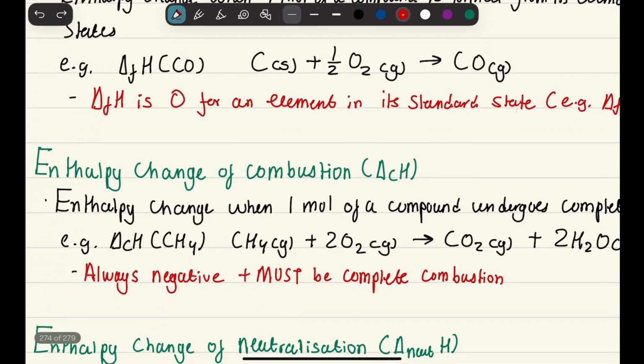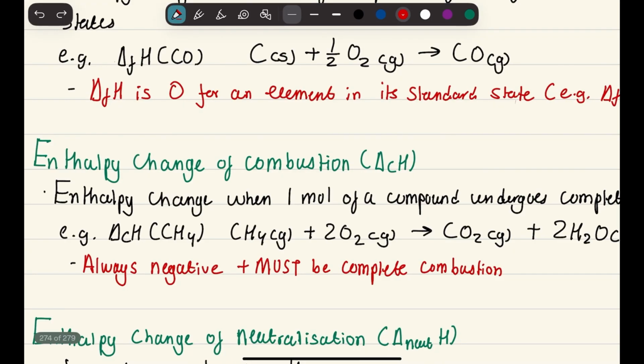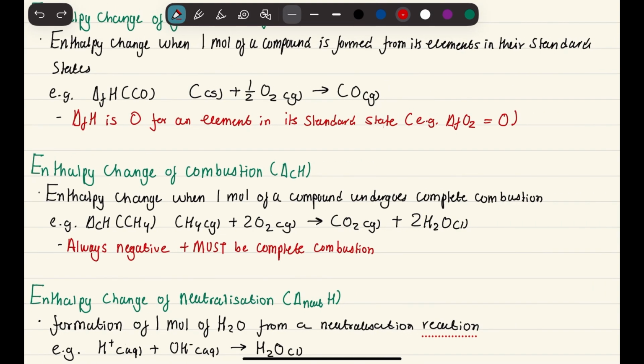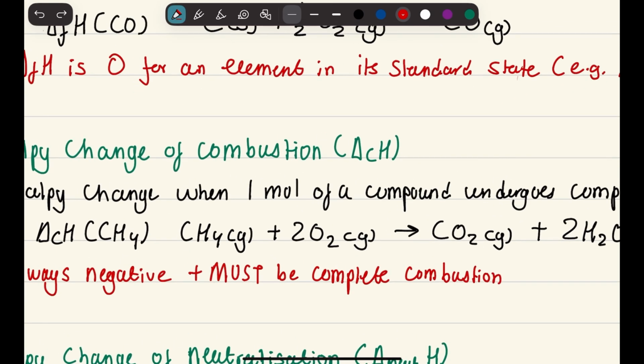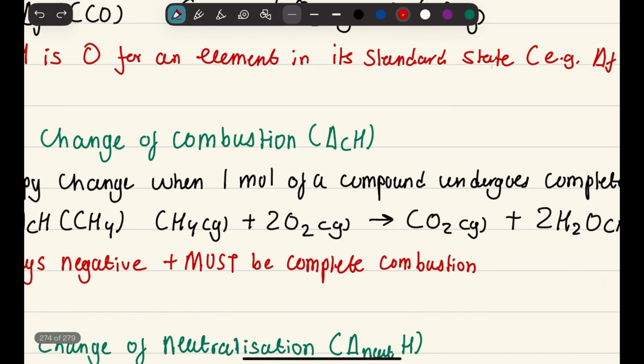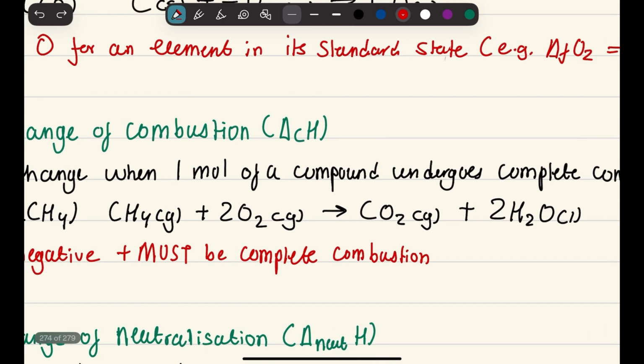Next one we need to talk about is enthalpy change of combustion. So again, zooming out, it is the enthalpy change when 1 mole of a compound undergoes complete combustion. Complete combustion means we're forming carbon dioxide and water. We're not forming carbon monoxide at any point, or even just carbon soot. You are forming carbon dioxide and water. So I've got an example here with methane. We're saying that methane plus oxygen goes to carbon dioxide and water.